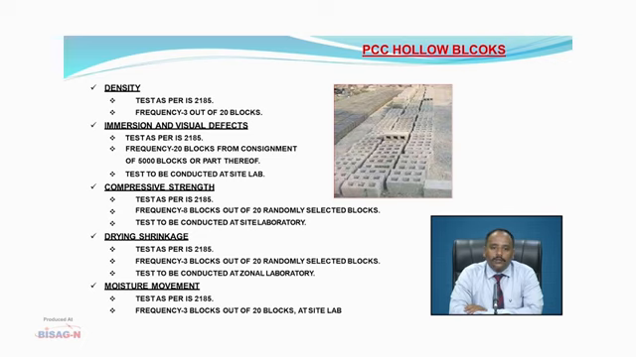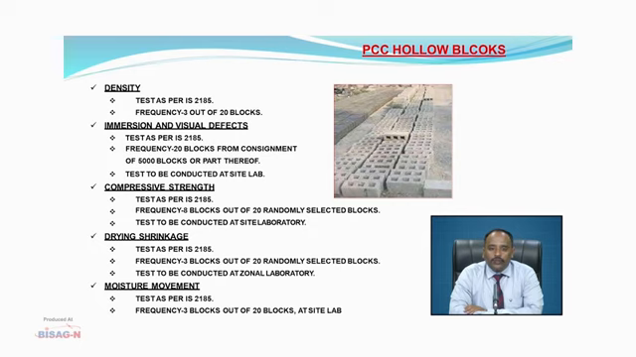Also, the compressive strength of the blocks has to be checked as per IS 2185. Out of a lot of 5000 blocks, 20 blocks can be randomly picked up. The test can be carried out at the site laboratory itself. Also, the drying shrinkage test of these hollow blocks has to be carried out. The test will be as per IS 2185. Frequency will be 3 blocks out of 20 randomly selected blocks. The same can be carried out at any of the zonal laboratories.